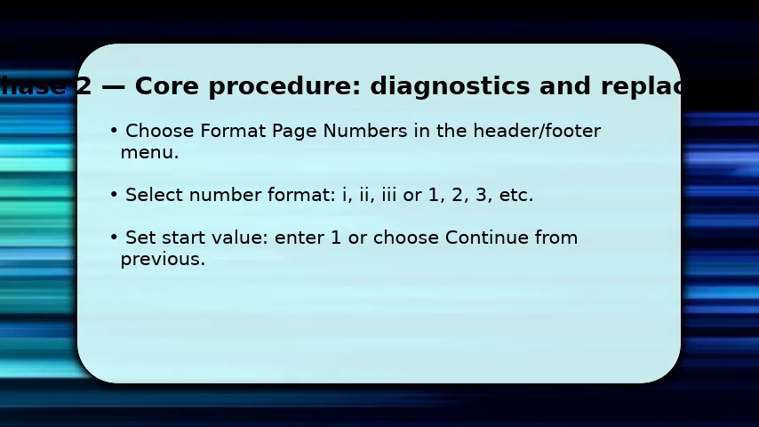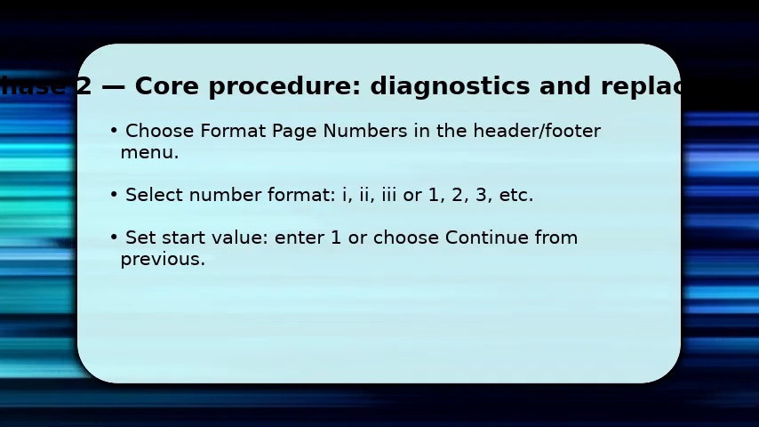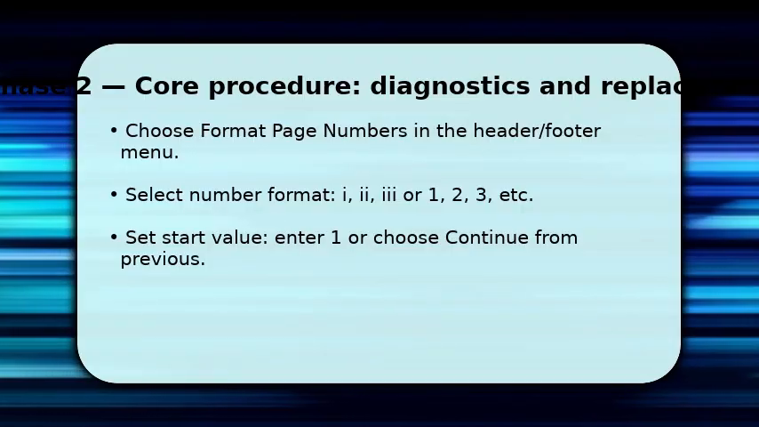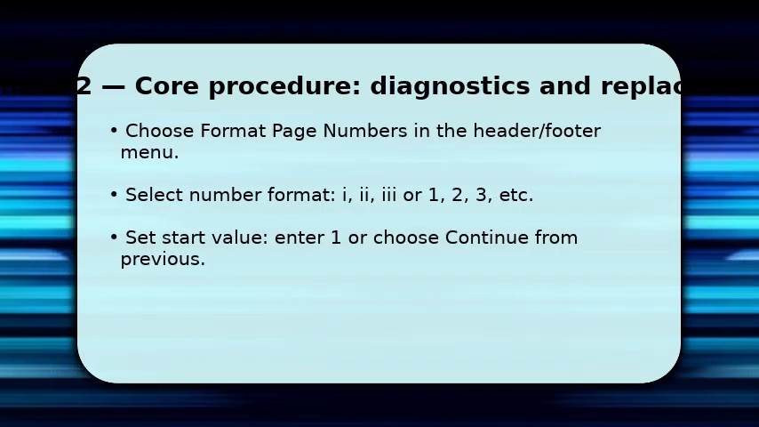Once selected, set the start at value if you're restarting numbering. Otherwise, choose Continue from previous when you want consecutive numbers. Be deliberate here, because this control is how the printer or PDF reader recognizes the separate numbering schemes.